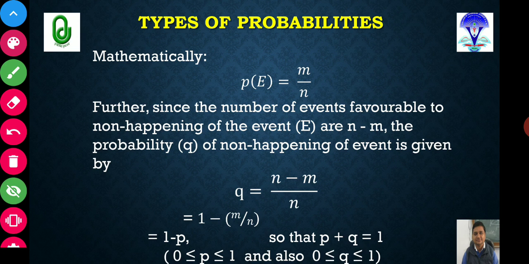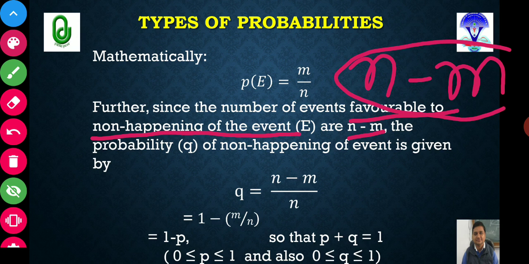Further, the number of events favorable to non-happening of the event is N minus M. So what is the chance of a non-favorable event? It is because the total number of events is N and the number of favorable events is M. So that is why the unfavorable events will be N minus M.